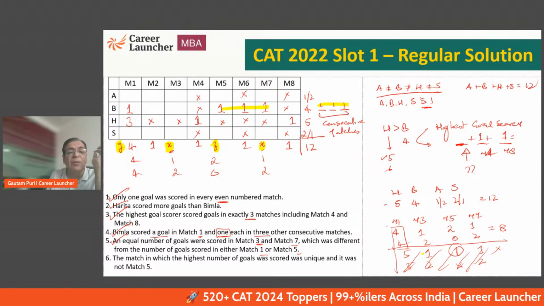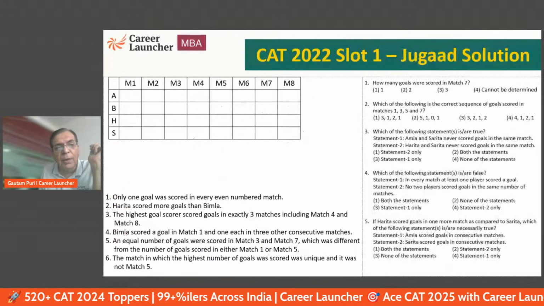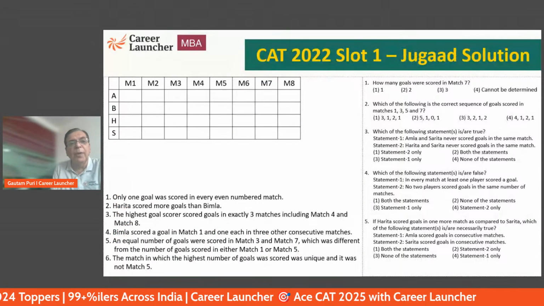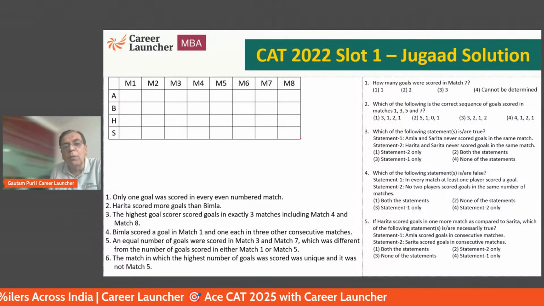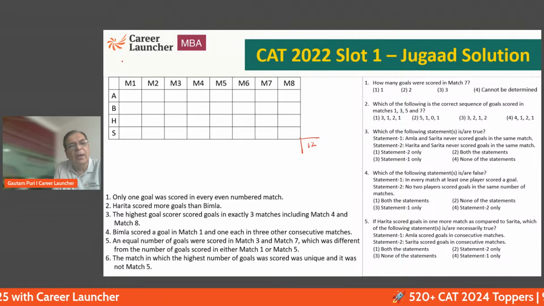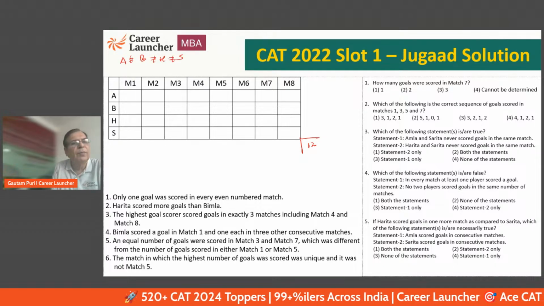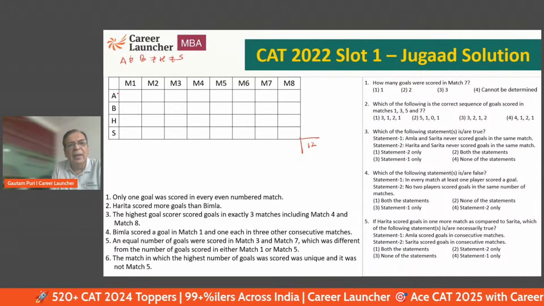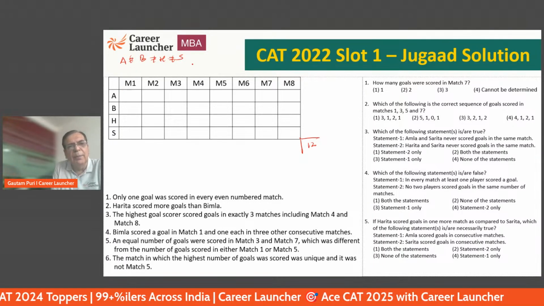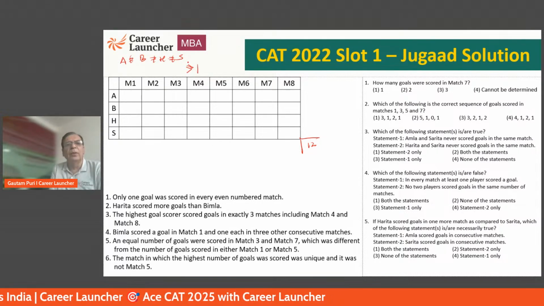So let's start going to the Jugaad solution, to see how we could have saved time. Before we start, let me just jot down the basic information. Total number of goals scored is 12. And A is not equal to B, not equal to H, and not equal to S. Each of them is greater than or equal to 1. Each of them has scored at least 1 goal.